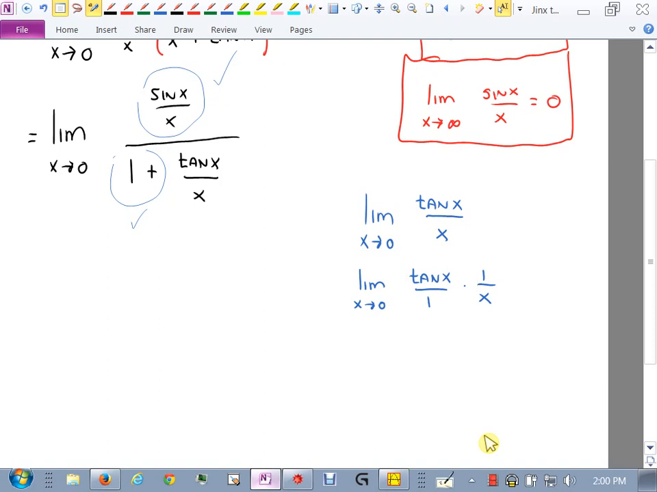What now? Anything else? Did I tell you what to do when you get stuck like that? Rewrite tan as sine over cosine. So take things in terms of sine and cosine. And I'll even go further. Can I go sine x over 1 times 1 over cosine x times 1 over x? Is that all right?